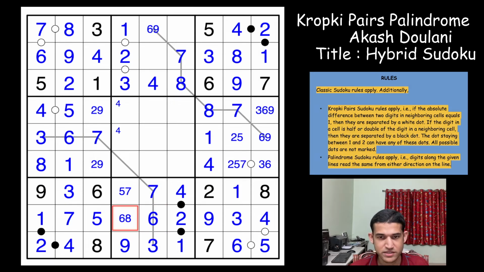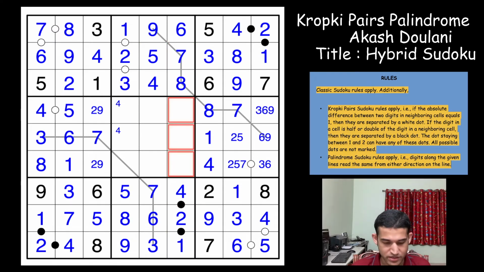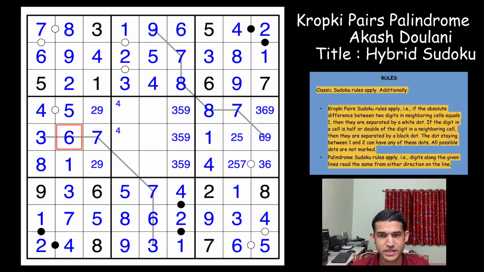That gives 8 here, puts a 5 here. And this row can be completed. You can't have 6 here, so that is a 6 and that is a 9. So the only digit left in row 2 is 5. We have 6, 7, 8 and 1, 2, 4. So this must be a 3, 5 and a 9. Superb.